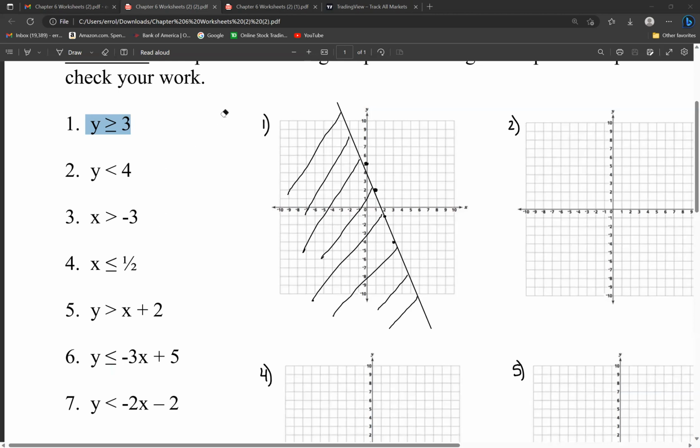All right, that was 6. 7. Where are we starting on number 7? 0, -2 is the first dot. Where's the second dot?